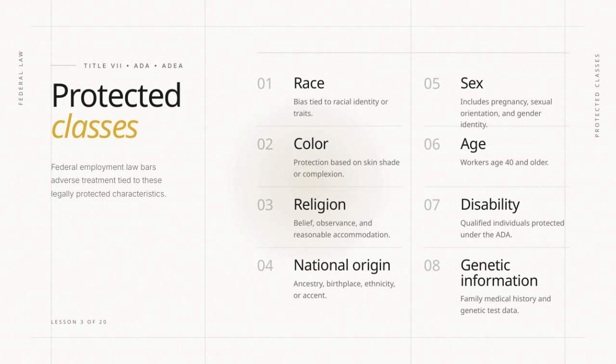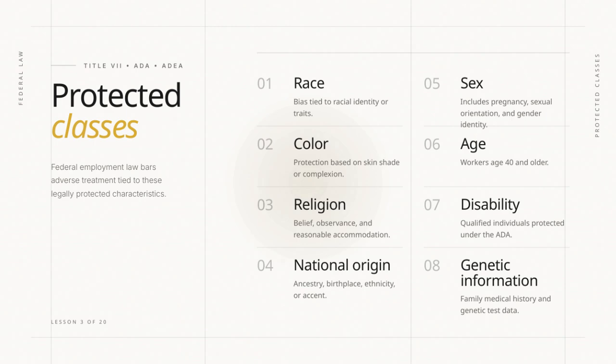Federal law plays a crucial role in protecting employees from discrimination in the workplace. Specifically, laws like Title VII, the ADA, and the ADEA prohibit adverse treatment based on certain protected classes. These protected classes are categories of characteristics that employers cannot use to discriminate against workers. One of the most significant protected classes is race, which covers bias linked to a person's racial identity or traits. Closely related is color, which protects individuals based on their skin shade or complexion. Religion is also protected, which includes not only belief, but also practices and reasonable accommodations for religious observance.